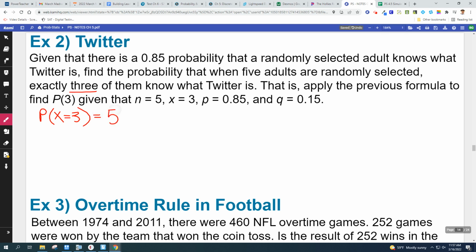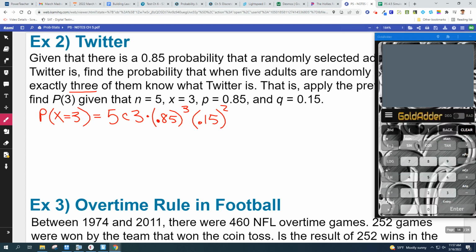So if I'm using the formula, how the formula works is this. We've got 5 choose 3, times the probability is 0.85 of this happening, and I want 3 of them. 3 of those people are the 0.85s, and that's going to leave 2 of them to be the 0.15s. It's got to add up to 5 because there's that many people in this survey. So 3 of them are successes, 2 of them are failures.